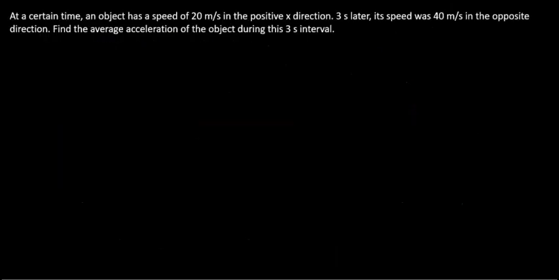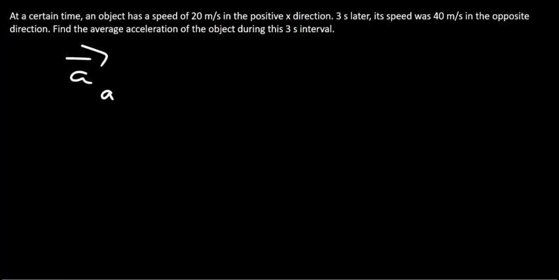Let's look at the following problem. At a certain time, an object has a speed of 20 meters per second in the positive x direction. 3 seconds later, its speed was 40 meters per second in the opposite direction. Find the average acceleration of the object during this 3 seconds interval.